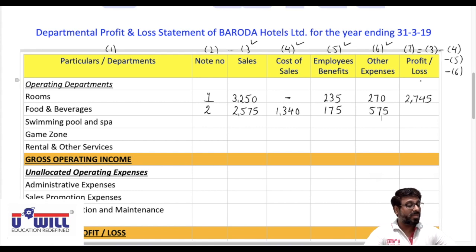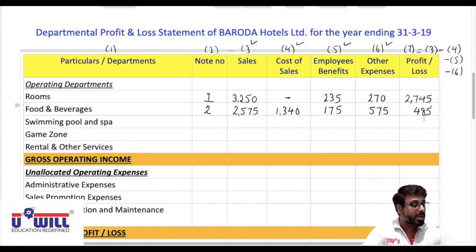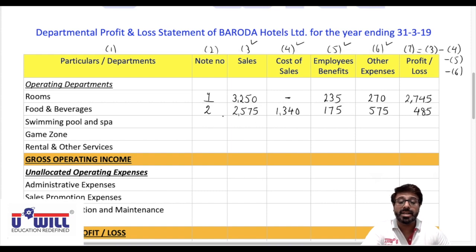Now how will we get the profit or loss? Column 3, 2575, minus column 4, 1340, minus column 5, 175, minus column 6, 575. So what is the profit? 485. Food and beverages department's profit is 485. If there is a loss, you write it in brackets.